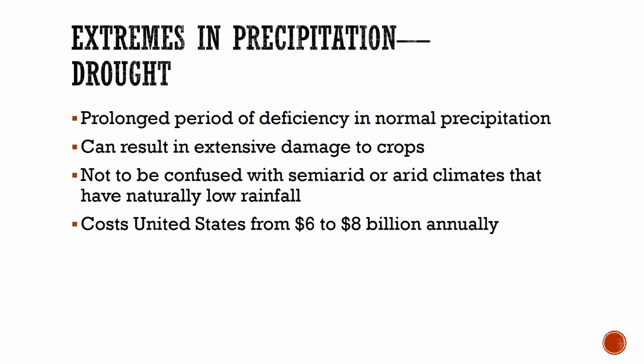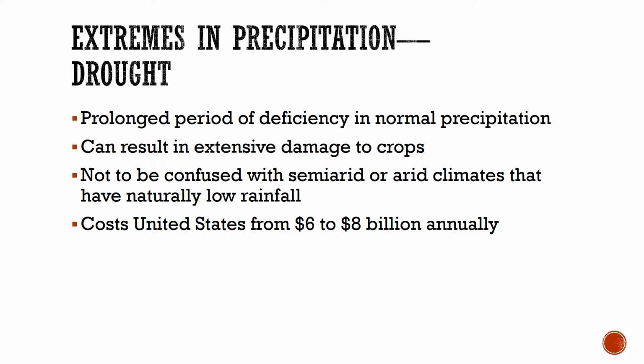This shouldn't be confused with semi-arid or arid climates, because they naturally have low rainfall. So we know that Arizona is going to have a lot less rainfall than an eastern state like North or South Carolina. We know that. So their index is going to be a lot different than each other.